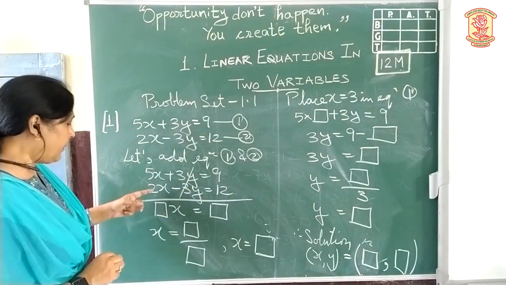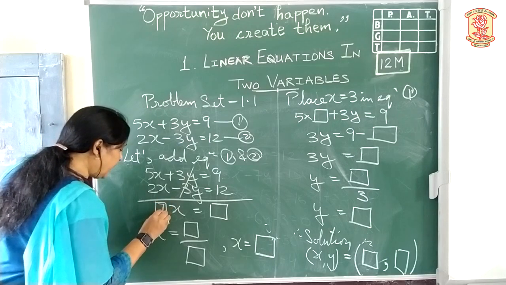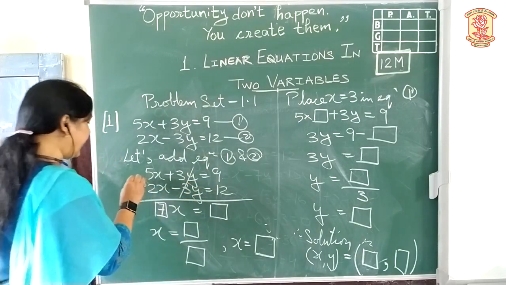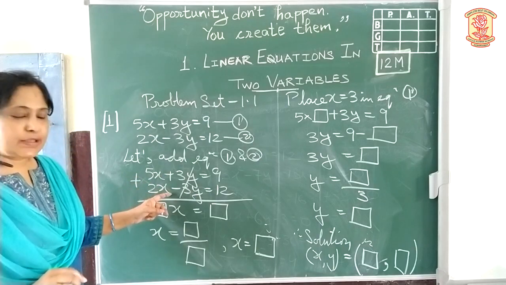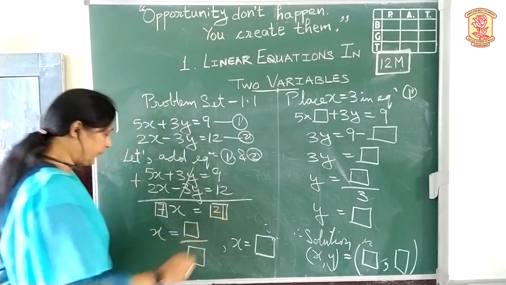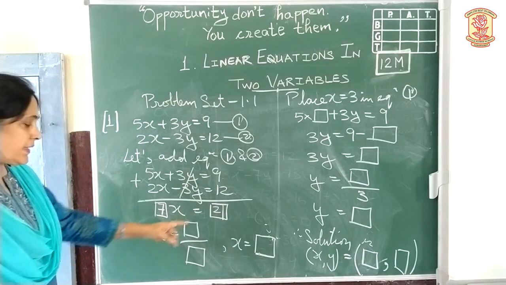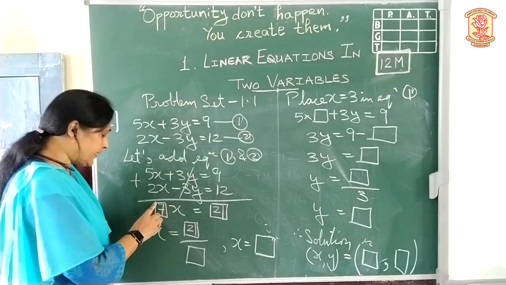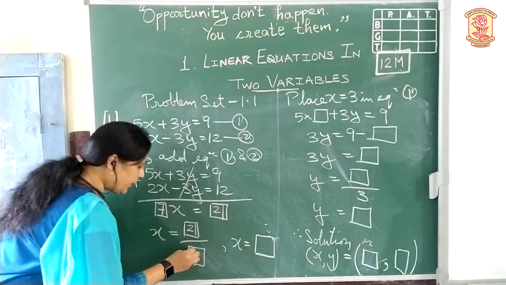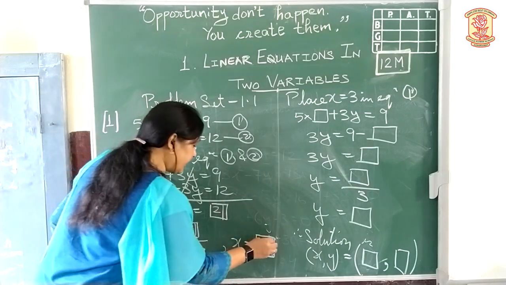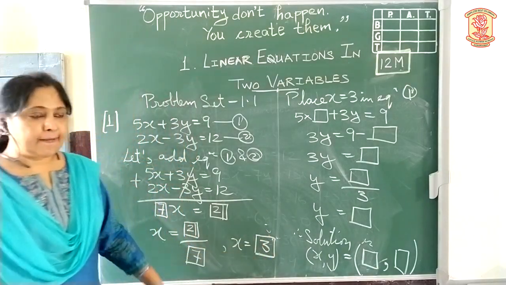So 5x plus 2x comes out to be 7x equals 9 plus 12. We are adding these two equations, isn't it? So 9 plus 12 is 21. So what will be the value of x? This 21 as it is, and x is multiplied by 7. So when 7 goes on the other side, it will be divided by 7. So 21 upon 7, that is, the value of x is 3.